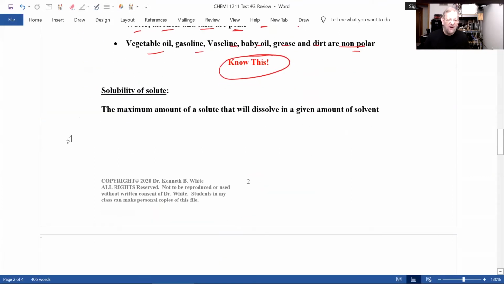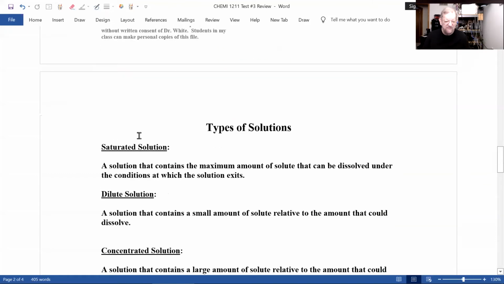Now, when we talk about solutions, there are certain definitions you should know. I'm going to make you memorize little things, learn some stuff on your own. Solubility of a solute is the maximum amount that will dissolve in a given solvent. If I'm at the solubility limit of salt in water, I can't put in one more molecule. It'll just fall to the bottom, which we call precipitate.